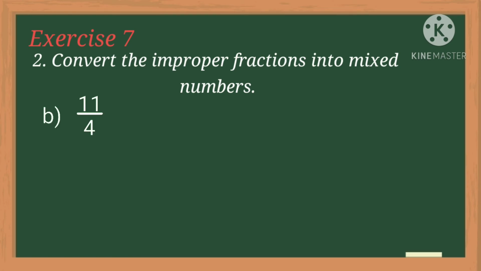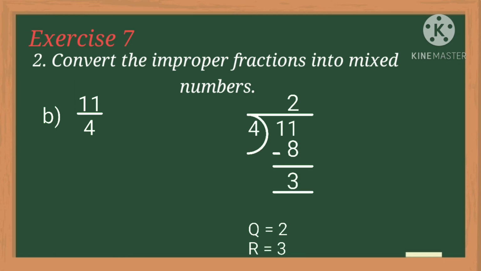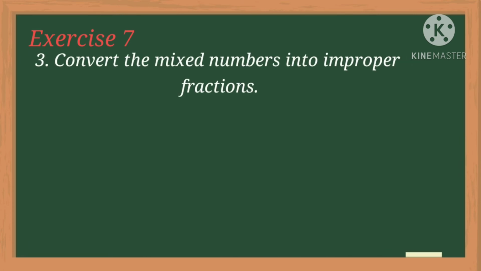Let's see another one, 11 by 4. So divide 11 by 4, 4 twos is 8, 11 minus 8 is 3. Again starting with the quotient, 2 is the whole number, 3 by 4 is the fraction. So 2 3 by 4 is a mixed number.